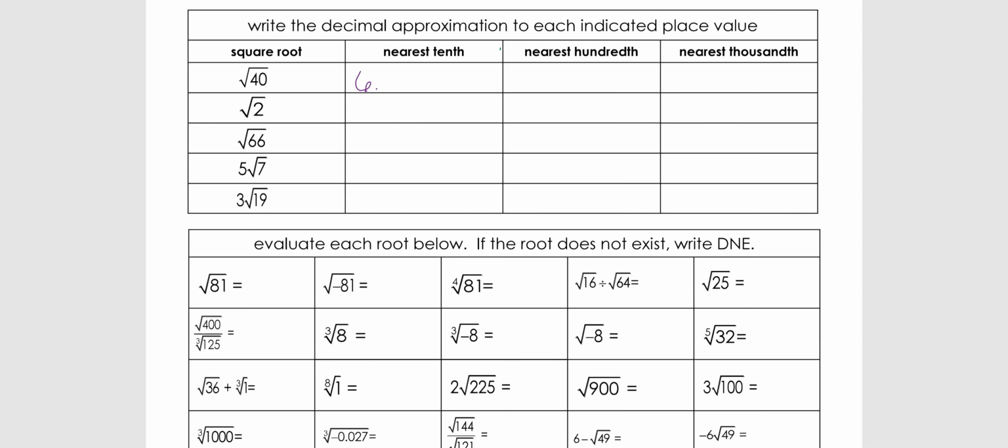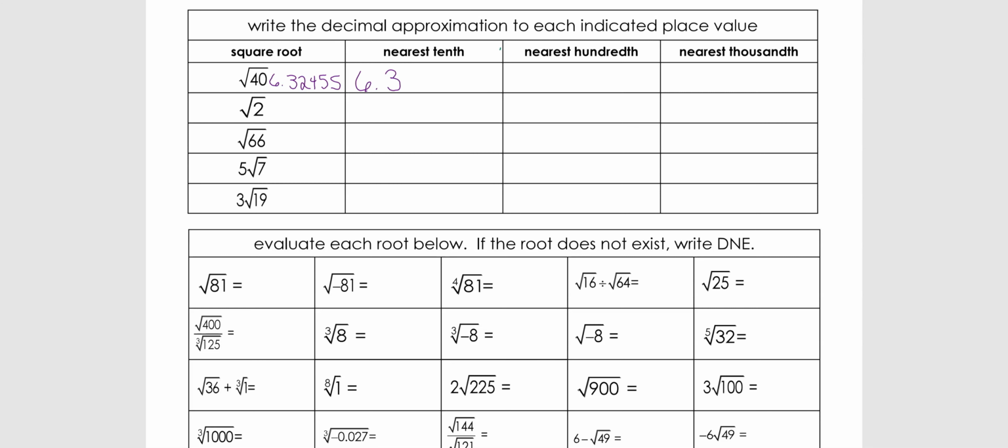All right, so according to my calculator, the one on my phone, the square root of 40 is 6.32455. I'm bringing that many decimal places so that we can see how far we need to round. So the nearest tenth: 6.32, 2 is less than 5, so our nearest tenth would be 6.3.